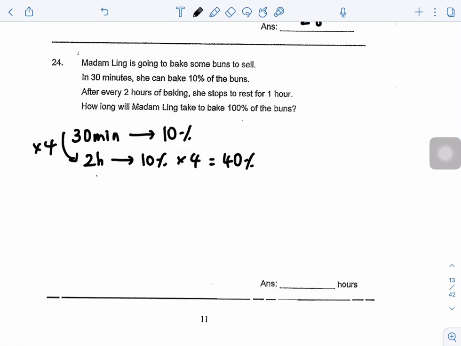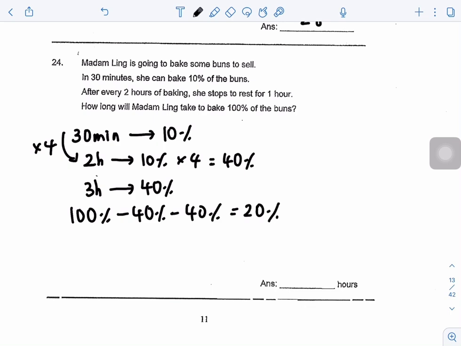But after that, she has to rest for 1 hour, which means that actually every 3 hours, including the 1 hour of break, she bakes 40%. Okay, now how long will it take for her to bake 100% of the buns? 100%, how many 40% are there? 1, 2, and then she'll be left with 20% to bake, right? This 40% is going to take her 3 hours. This 40% is going to take her 3 hours.